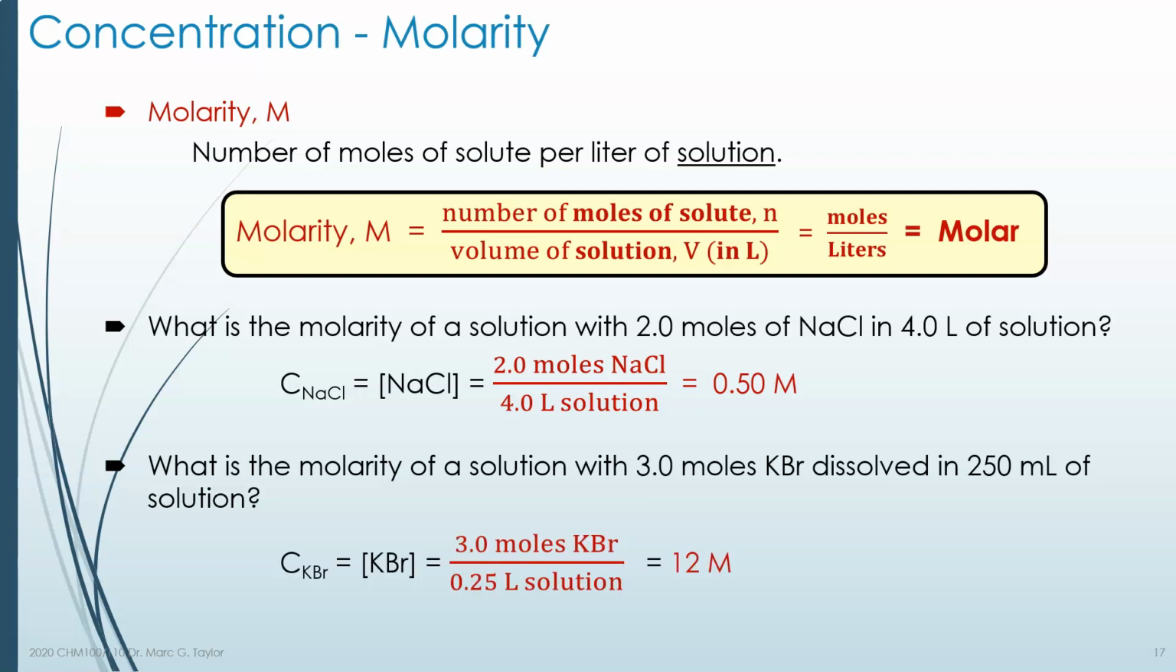So we take 3.0 moles of KBr and divide it by 0.25 liters of solution, and we get a concentration of 12 molar potassium bromide.